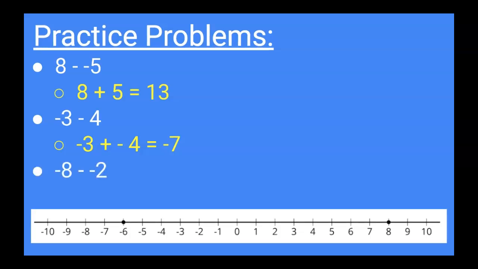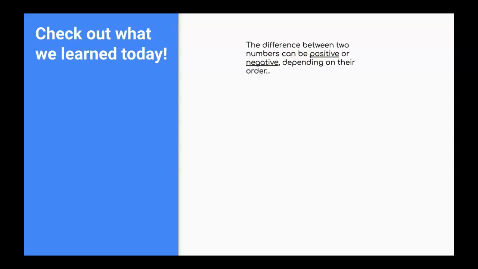And the last one, negative 8 minus negative 2. Okay, you should get an answer of negative 6. You could rewrite it, negative 8 plus 2 equals negative 6. Or again, you could put negative 8 and negative 2 on a number line. They're 6 spaces apart. But since you're going from negative 2 to get to negative 8, you have to add negative 6.